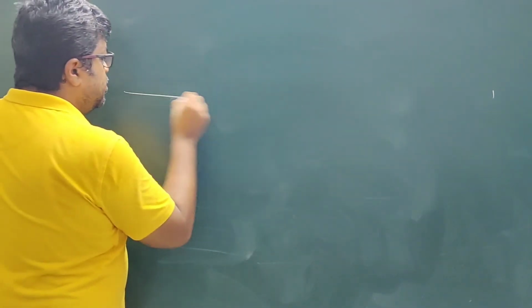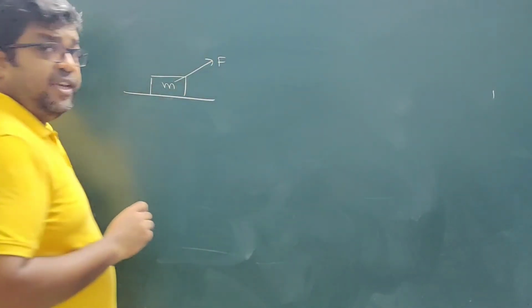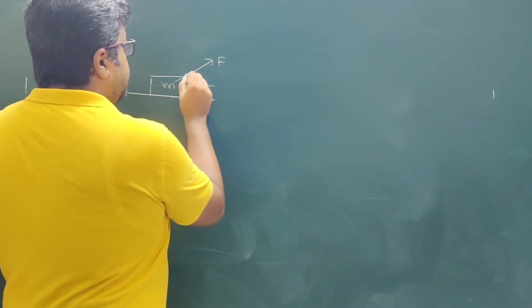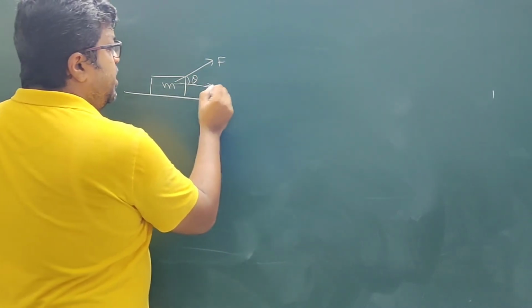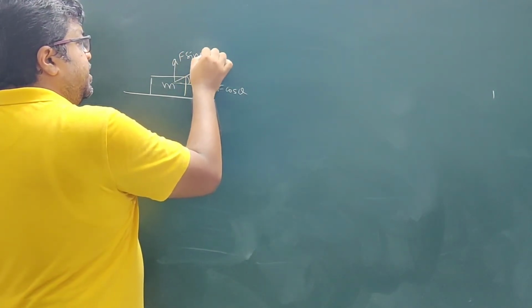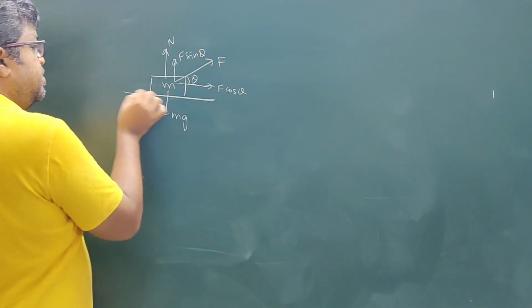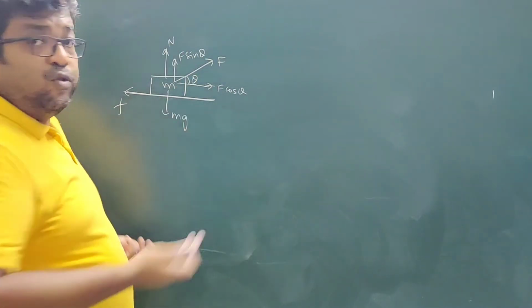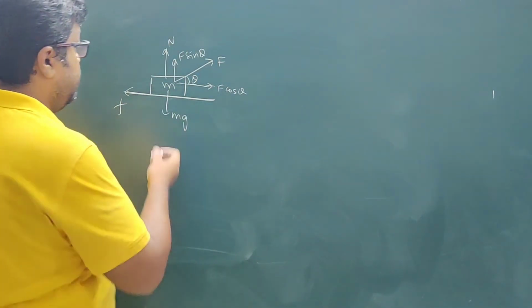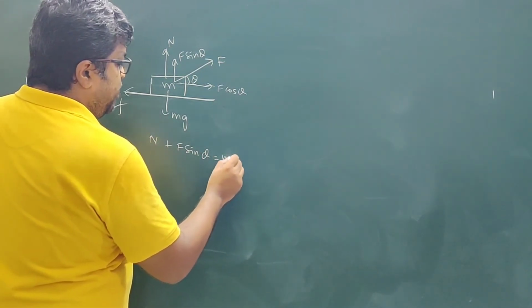Next, let us see this concept of push and pull. Suppose this is a block of mass M, and I am pulling this block by applying force F in this direction. This is theta, so this will be F cos theta, this will be F sin theta. This is mg, this is the normal reaction, this is the frictional force. Here in the vertical direction there is no motion, so total upward force equals total downward force. So N plus F sin theta is equal to mg.